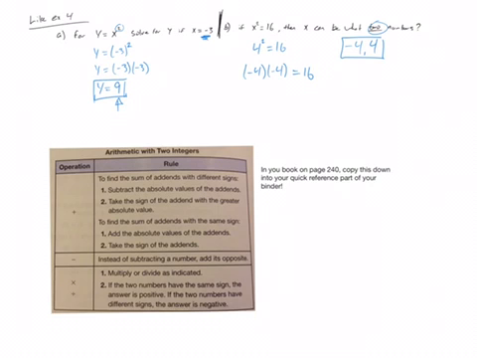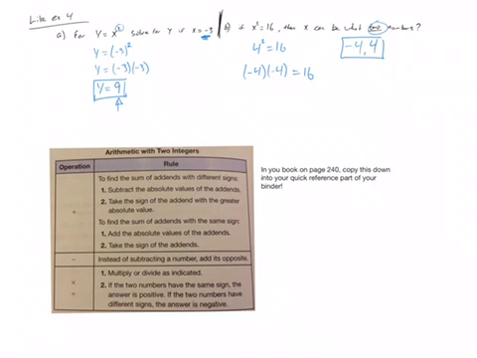Alright, arithmetic with two integers. We've gone over all of this before. Properties of whenever you're adding numbers, if they have the same sign or different sign, subtracting numbers, multiplying or dividing numbers is what we just talked about today. So this is kind of just a quick review.